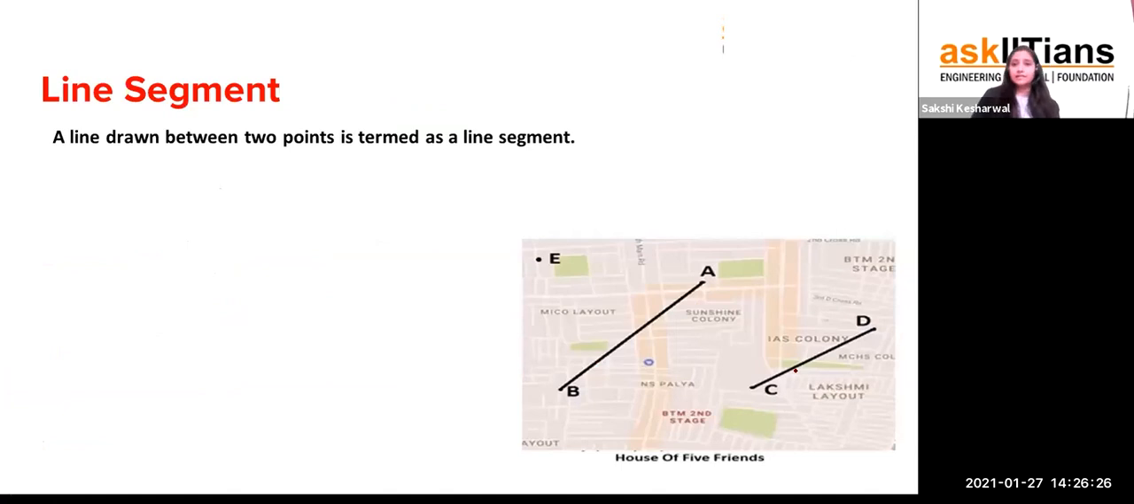Now, what is a line segment? Line segment, can you see that if you take a very, very big line, and you just take a small part of it, it will become a what? A line segment. A line segment means what? A line that can be drawn between the 2 points is termed as what?